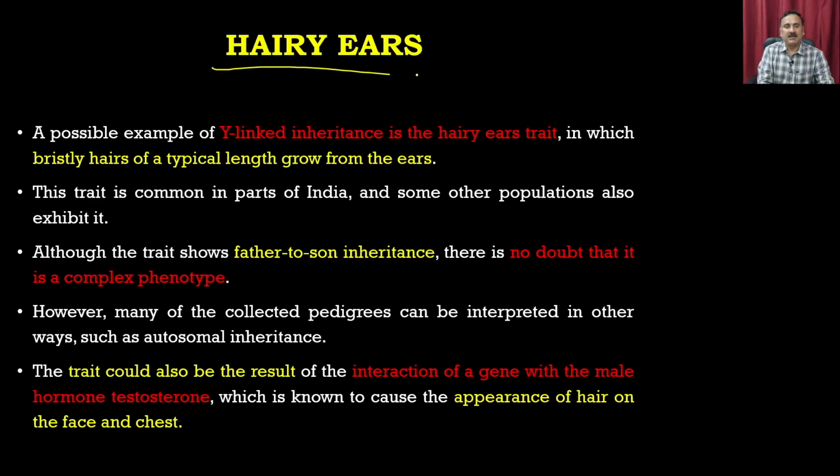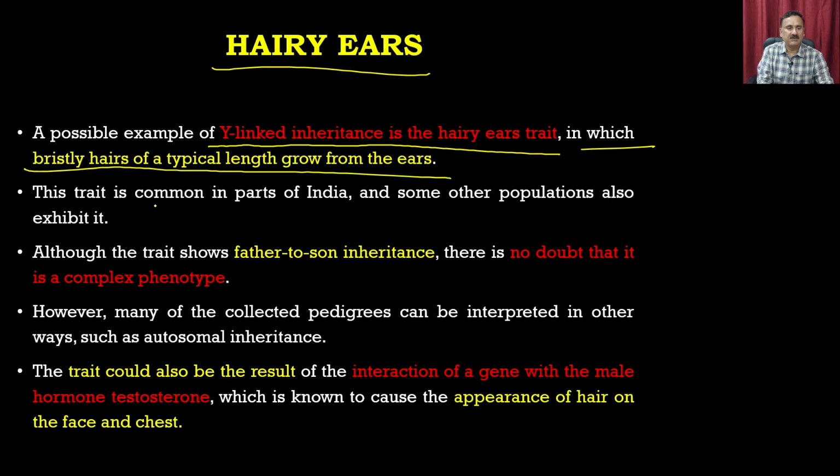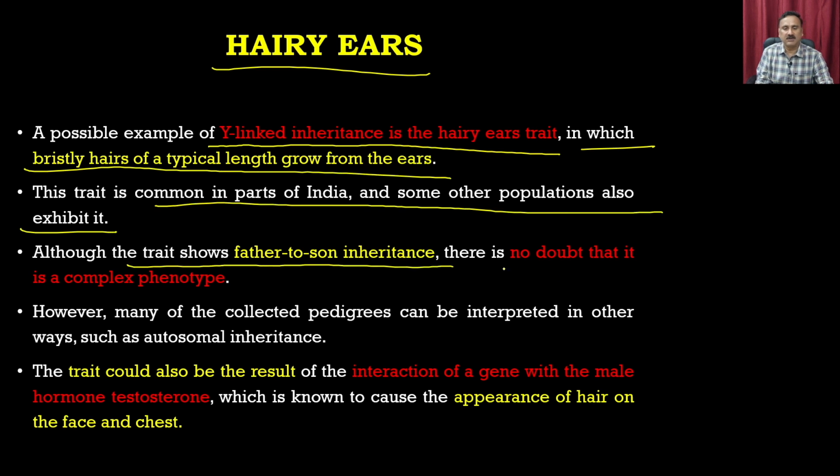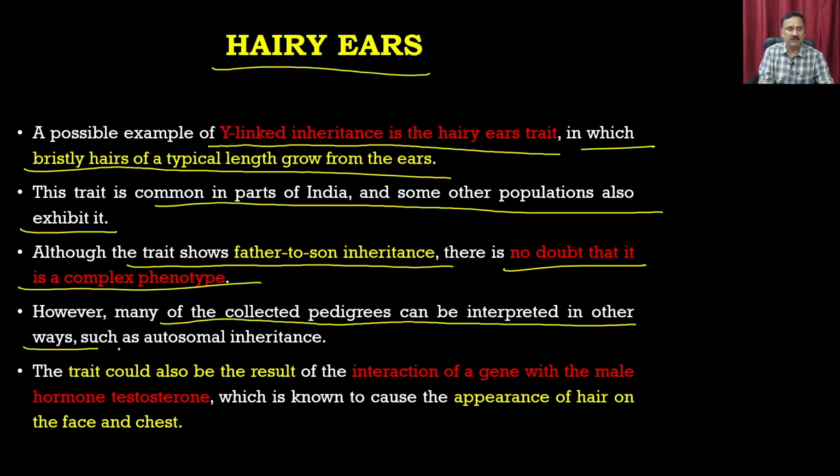One such example is hairy ears, right? A possible example of Y-linked inheritance is the hairy ear trait, in which bristle hair of a typical length grows from the ear. This trait is common in parts of India, and some other populations also exhibit it. Although the trait shows father-to-son inheritance, there is no doubt that it is a complex phenotype. Many of the pedigrees can be interpreted in other ways, such as autosomal inheritance.